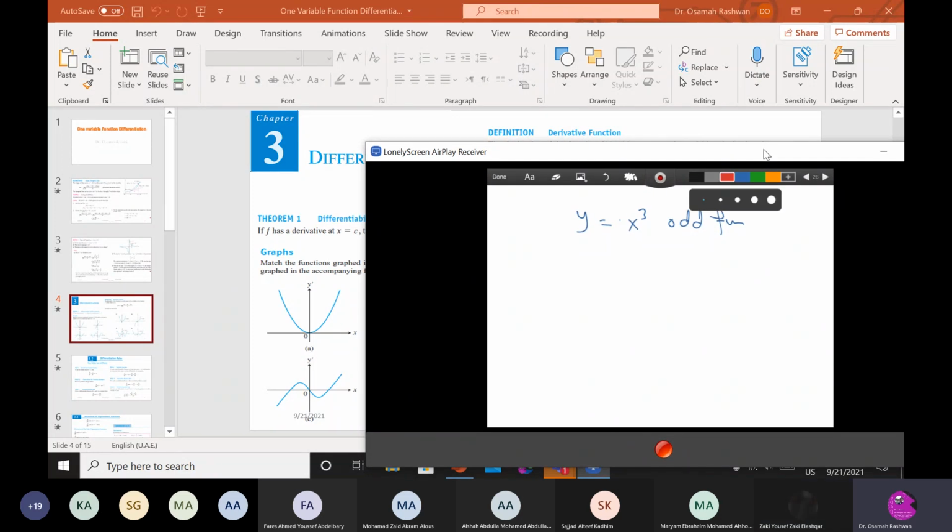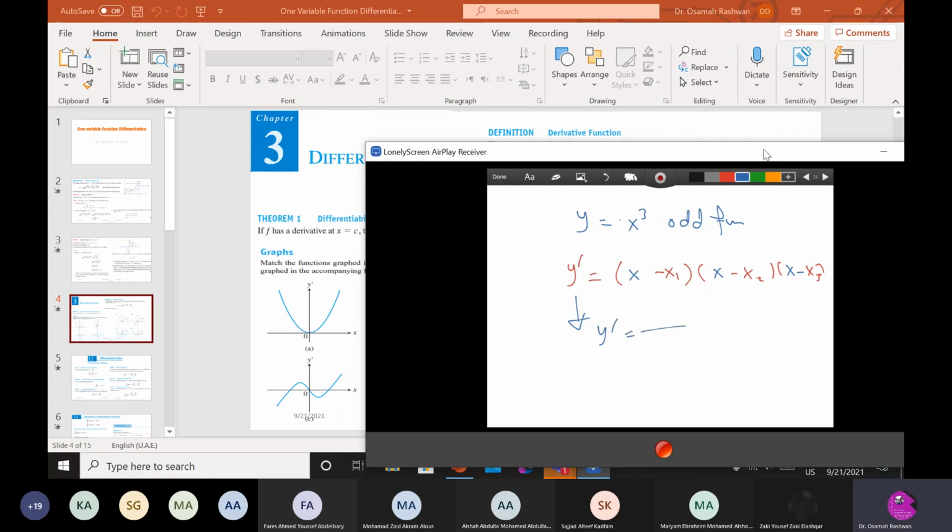So, if you have three intersection points, y dash has 3 roots, right? x1, x2, x3. This is how to write your function if you know the roots: x minus the root, x minus the root, x minus the root. So what is the order of this one? What is the degree of this one?